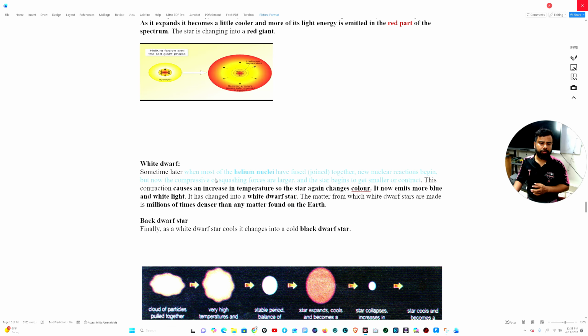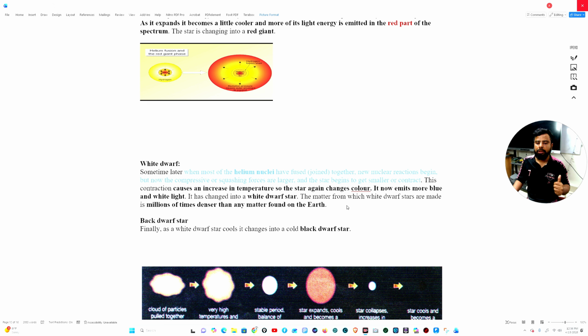Now, white dwarf. Sometime later, when most of the helium nuclei have fused, joined together, a new nuclear reaction begins, but now the compressive or squashing forces are larger and the star begins to get smaller and contract. This contraction causes an increase in temperature, so the star again changes color. It now emits more blue and white light. It has changed into a white dwarf star.